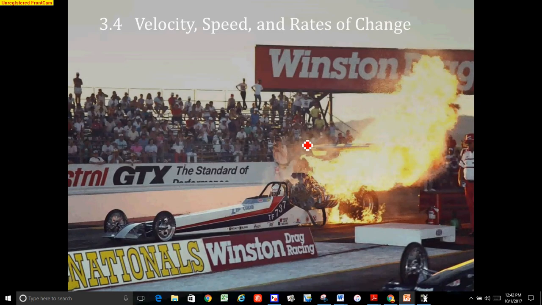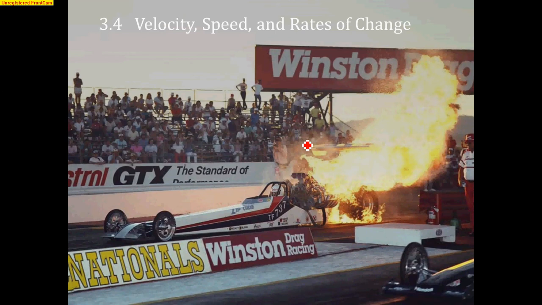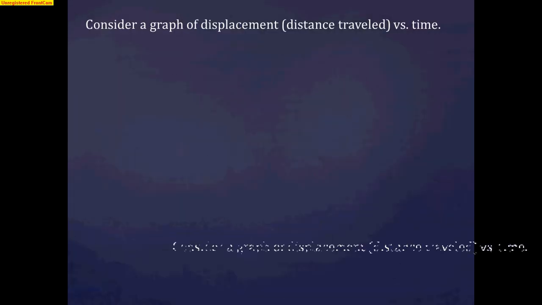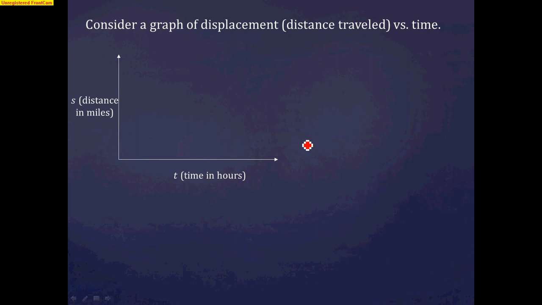So we are going to be talking about this idea of the derivatives and graphs of the derivatives with specific units on our axes. So consider a graph of displacement, which is just distance versus time. Notice my units here. Distance in miles, time in hours. So here's a random graph of my distance versus time.